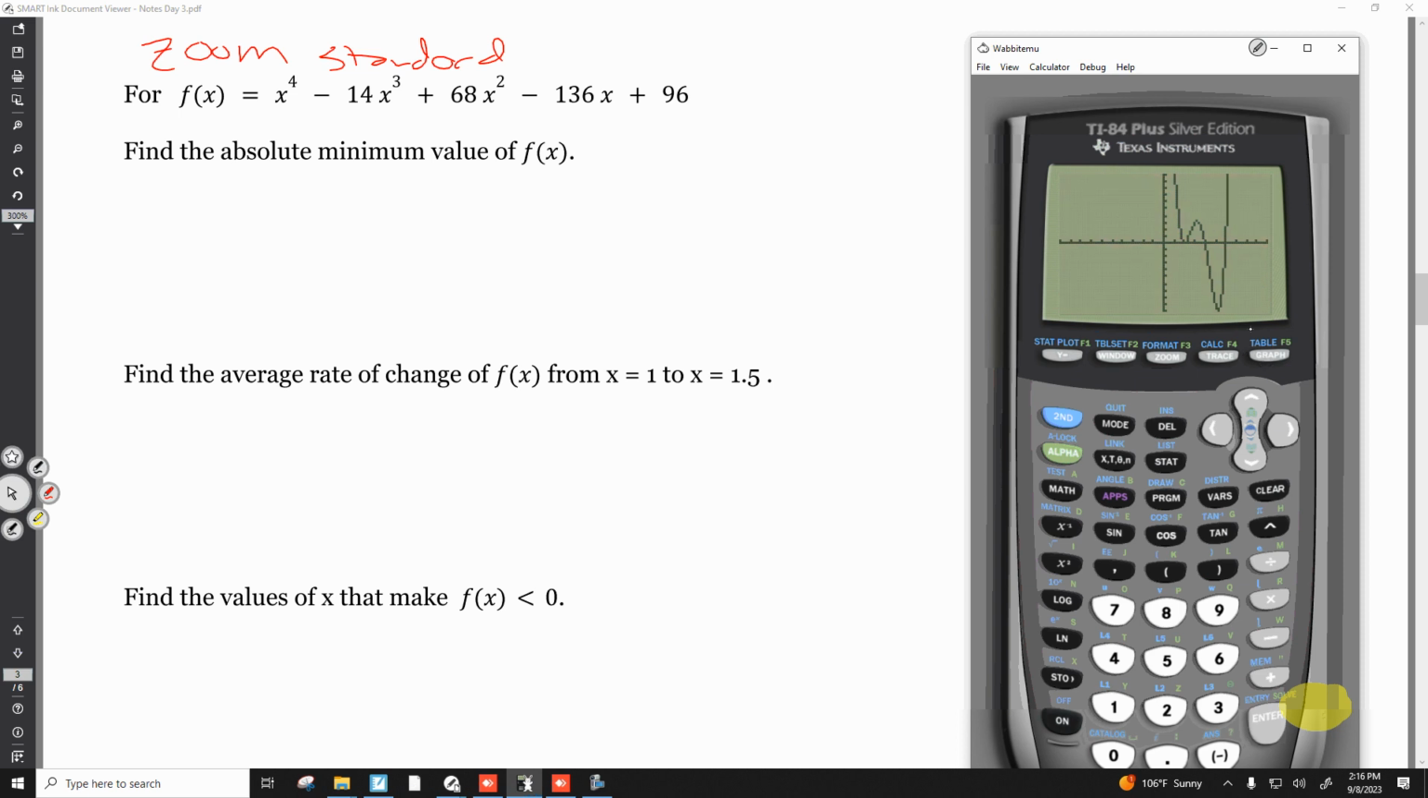Find the average rate of change. Which way would you like to find the average rate of change?